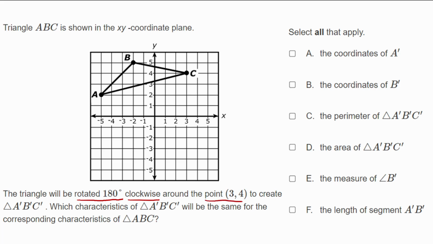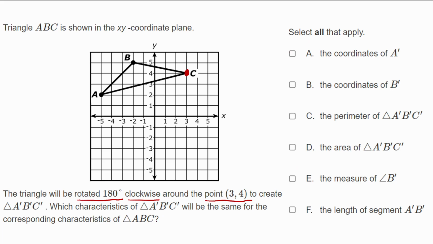What does matter is it's around the point (3, 4). Let's mark that point off. We go 1, 2, 3 on the x, 1, 2, 3, 4 on the y. Oh, that's point C. If we think back to the last problem, we know that the rotation point should not move. So this point shouldn't move. And it creates a new triangle. It wants to know what characteristics of A prime, B prime, C prime will be the same as ABC.